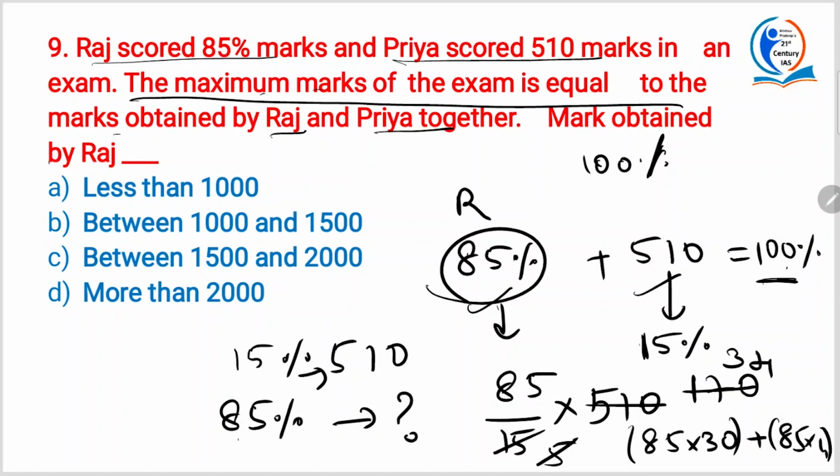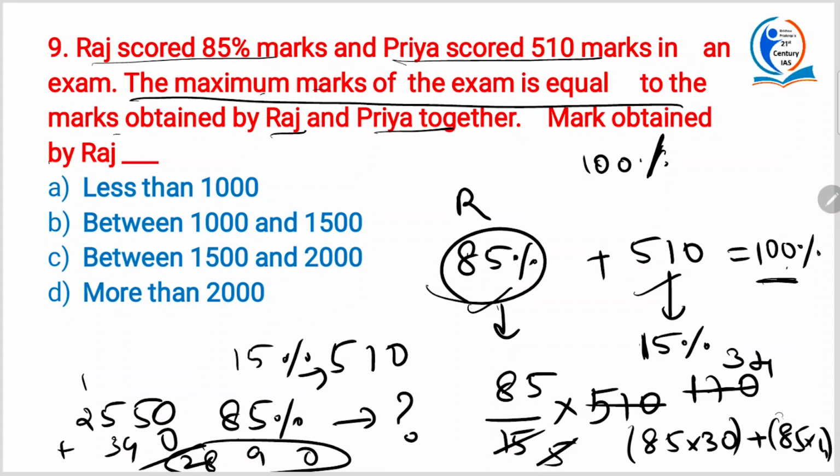So 85 into 30 is how much? 3 5s are 15, 3 8s are 24, 2550. Plus 85 into 4 is how much? 4 5s are 20, 4 8s are 32, 33, 34. So 340. The answer is 2890. Okay, 2890 is the score of Raj. Now, is it more than 2000? Yes, this is the answer, no? Less than 1000? No, no, no. More than 2000. See, this is the conventional way.